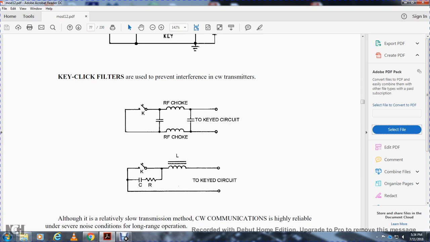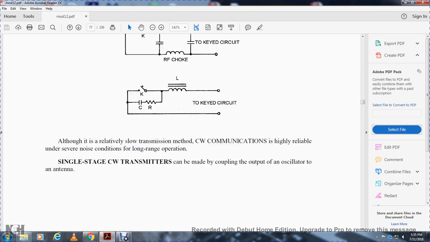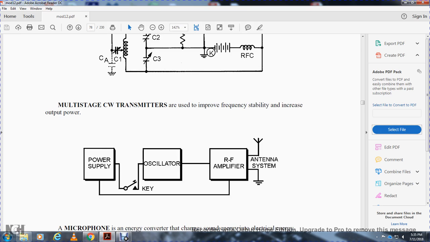Although it is a relatively slow transmission method, continuous wave communication is highly reliable under severe noise conditions and for long range operations. Single stage continuous wave transmitters can be made by coupling the output of the oscillator to the antenna. Multiple stage continuous wave transmitters are used to improve frequency stability with an increase of the output power.